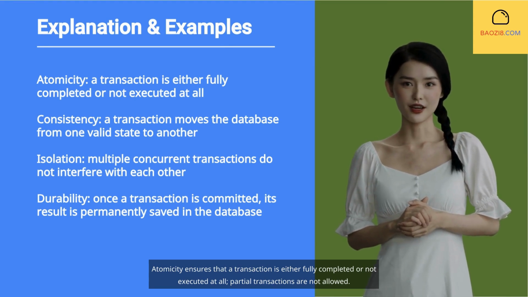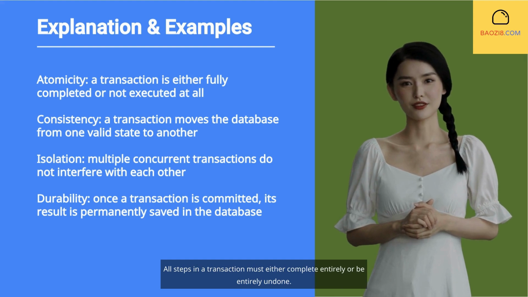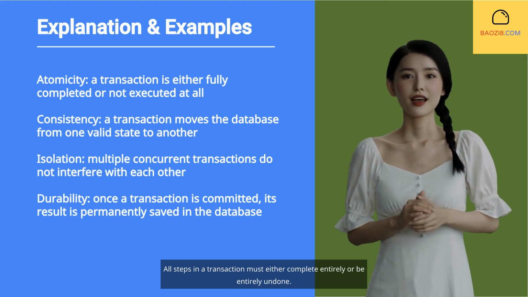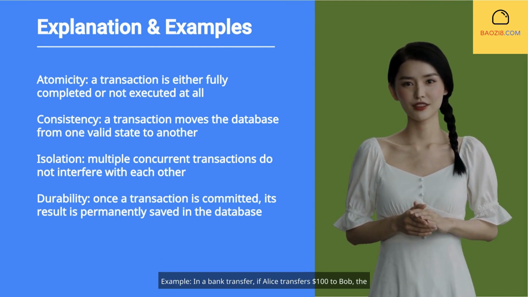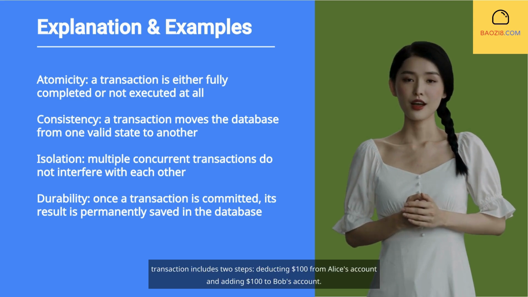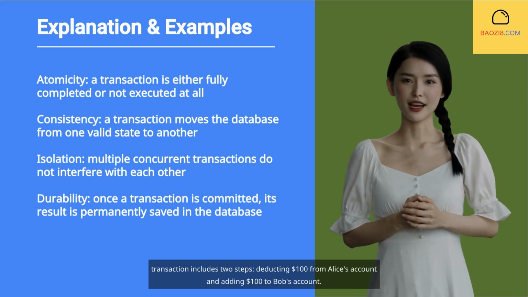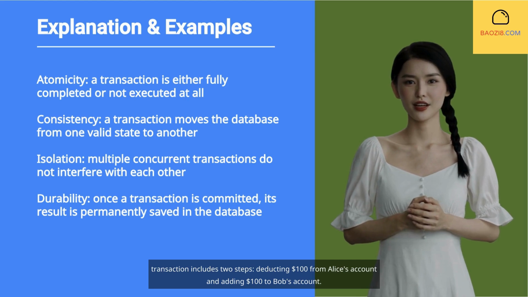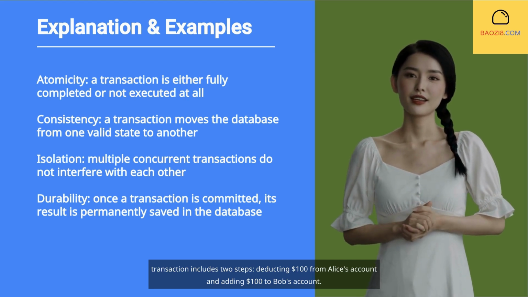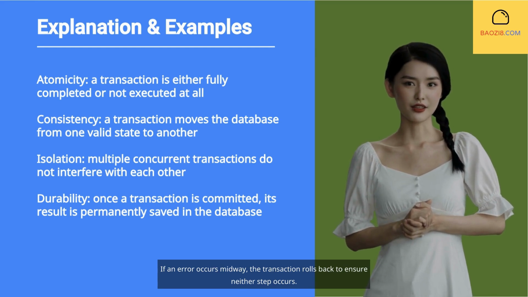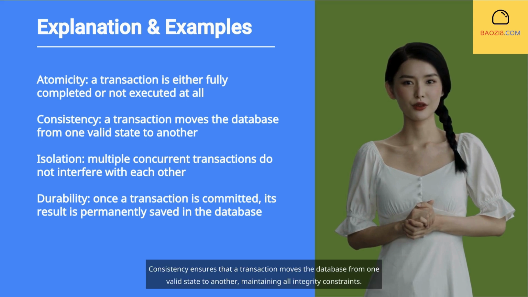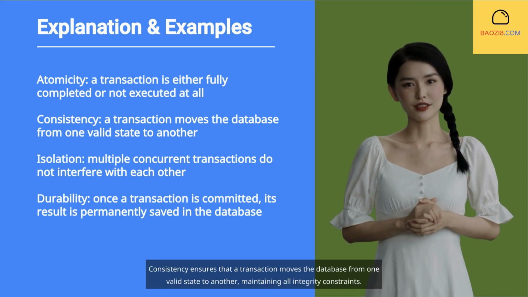Partial transactions are not allowed. All steps in a transaction must either complete entirely or be entirely undone. Example: in a bank transfer, if Alice transfers $100 to Bob, the transaction includes 2 steps: deducting $100 from Alice's account and adding $100 to Bob's account. If an error occurs midway, the transaction rolls back to ensure neither step occurs.